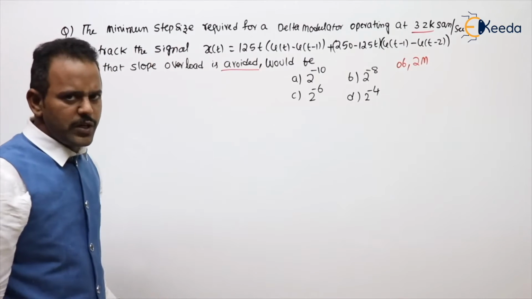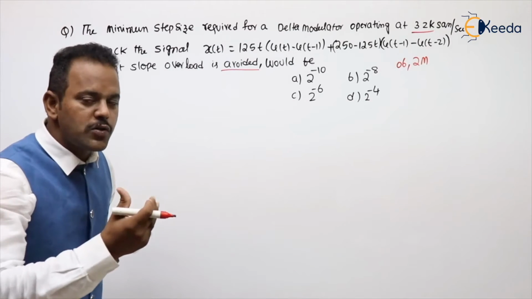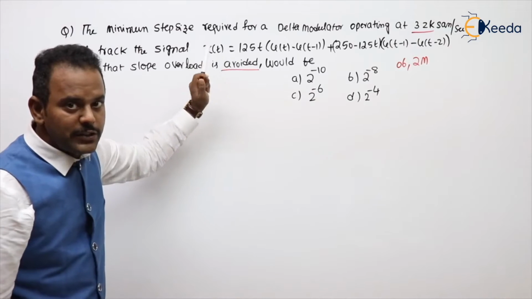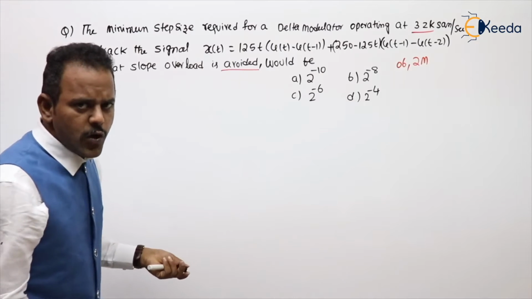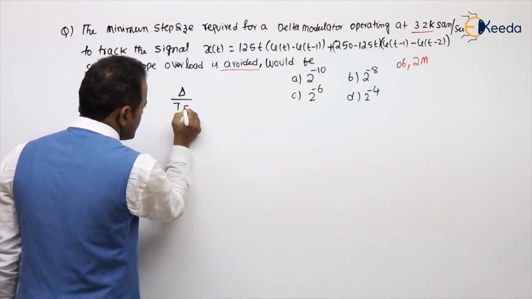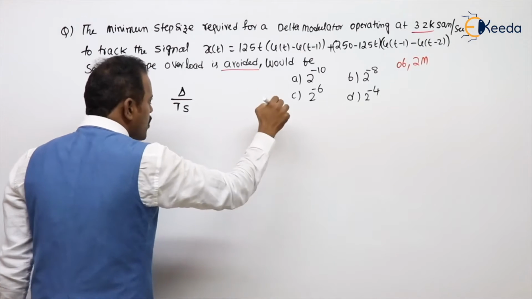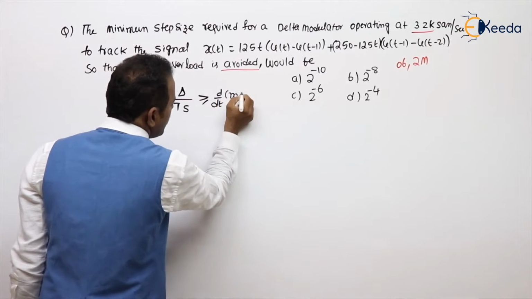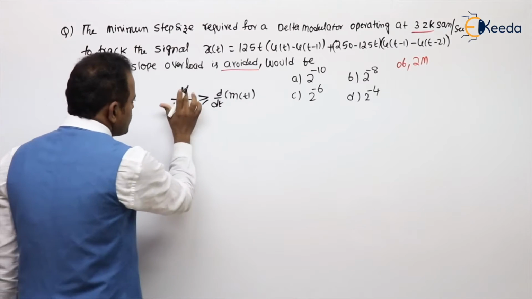Step size means the units are volts, we already know. To avoid slope overload, and the given signal is not a sinusoidal signal, some general signal is given, then what is the condition for slope overload actually? Delta by Ts is less than the slope of the message to have slope overload. To avoid it, delta by Ts is greater than or equal to d by dt of m of t, the slope of the message. This we need to calculate.